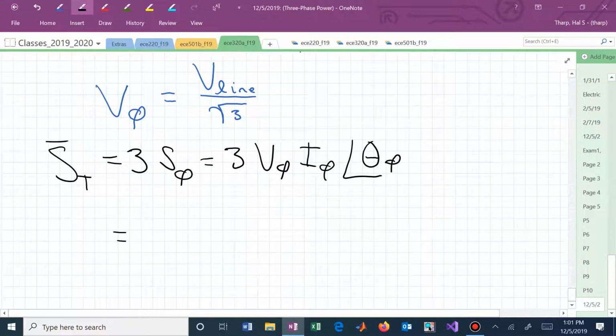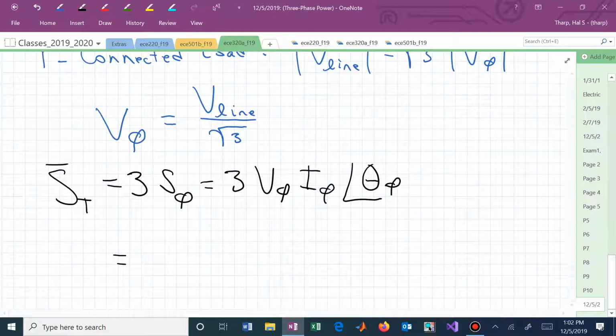But now we have a way of, and if we have a Y-connected load, what's the phase current in terms of the line current in a Y-connected configuration? The current I sub little a capital A, how is it related to the current going through that Y-connected? I'm drawing in the air and you're going, I have no idea what he's drawing.